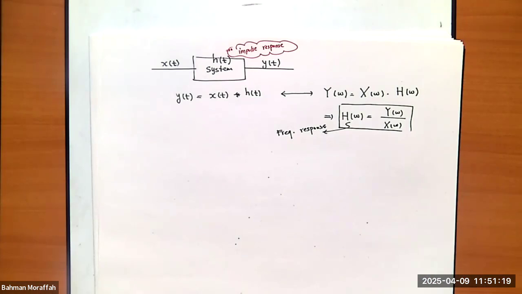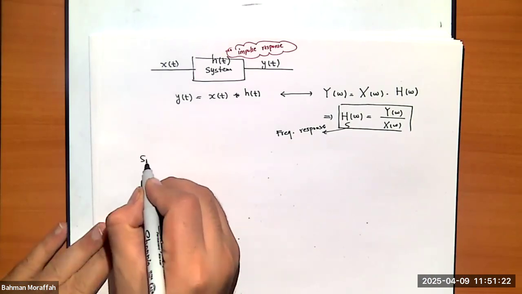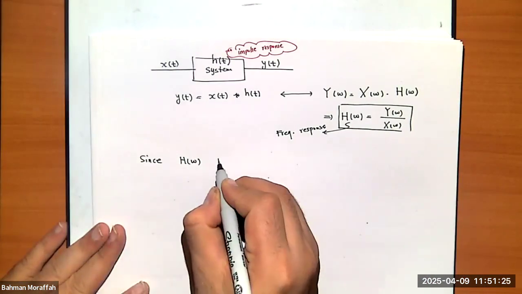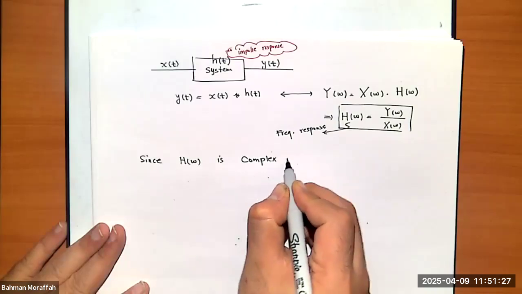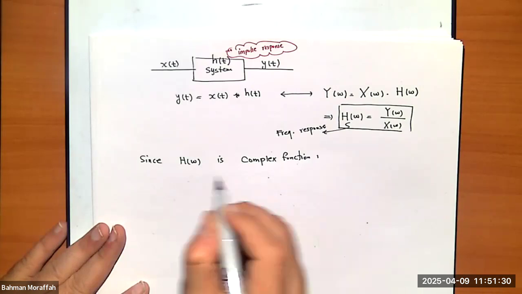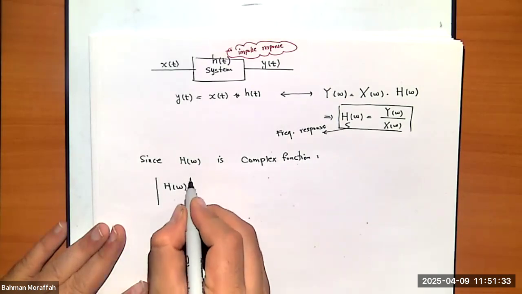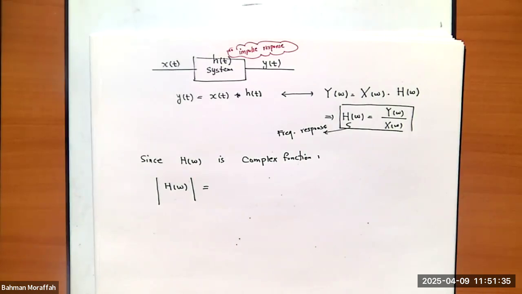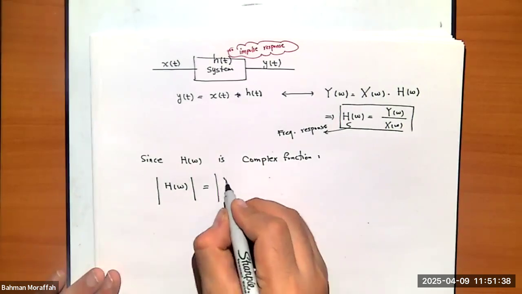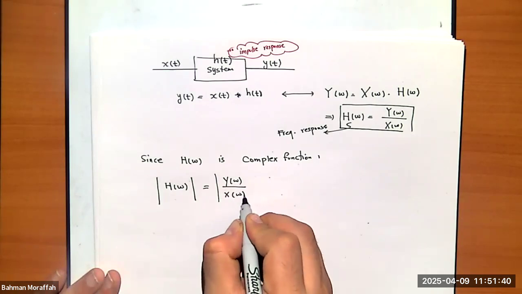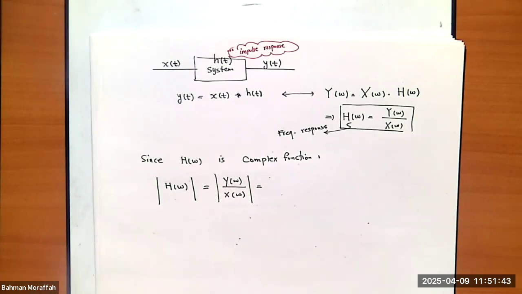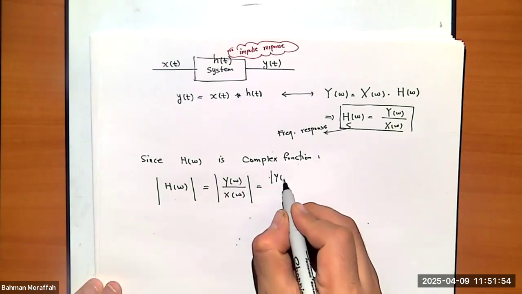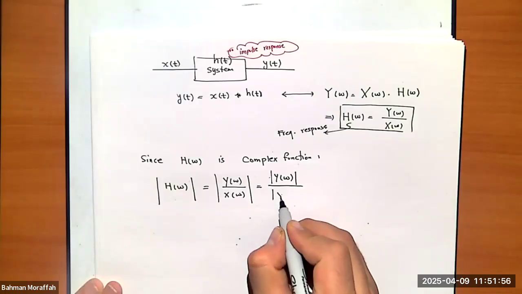What is the magnitude of H of omega? Since H of omega is complex, what is the magnitude of H of omega? It's basically the magnitude of Y of omega divided by X of omega, which we know, if we're dividing two complex numbers, the magnitude would be the magnitude of the top divided by the magnitude of the bottom. So that's the magnitude of Y of omega divided by the magnitude of X of omega.